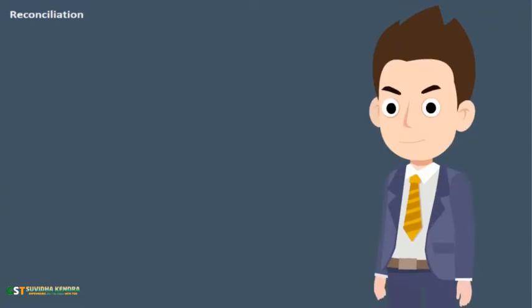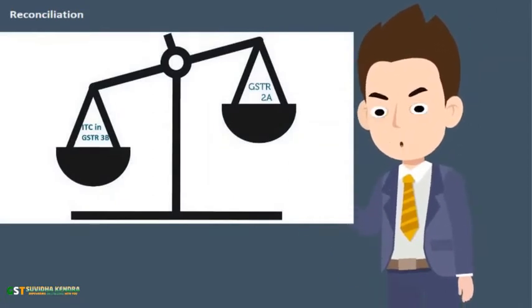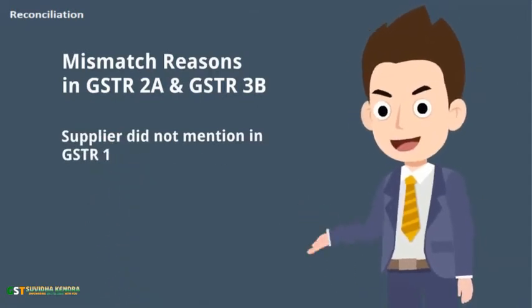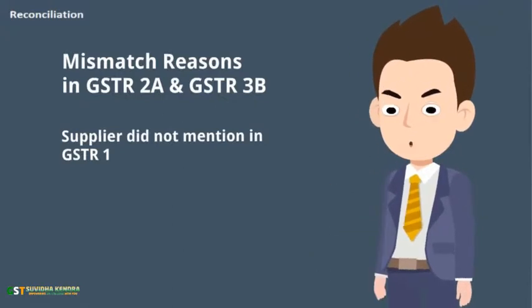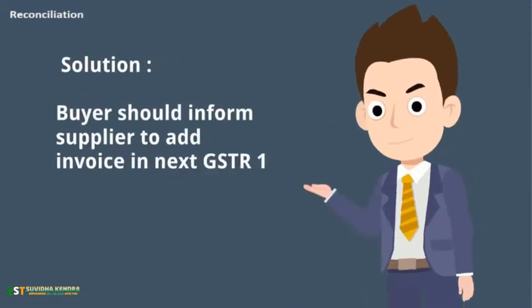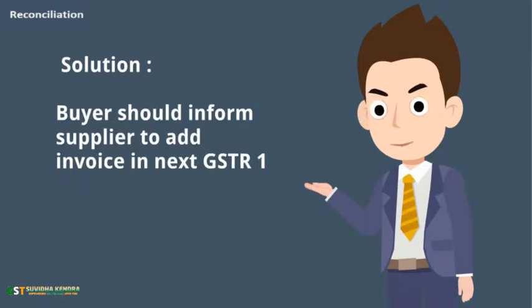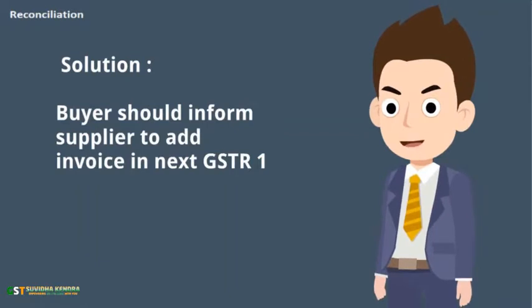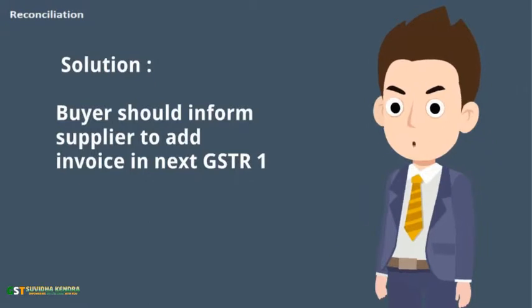Now, mismatch in GSTR 2A and 3B can occur due to some reason. First reason can be supplier has not mentioned that invoice in GSTR 1. If supplier do not mention that invoice in GSTR 1, it will not appear in GSTR 2A and the mismatch will occur because buyer has claimed input tax credit in GSTR 3B. So buyer has a duty to inform the supplier, and supplier can mention that invoice in next GSTR 1.